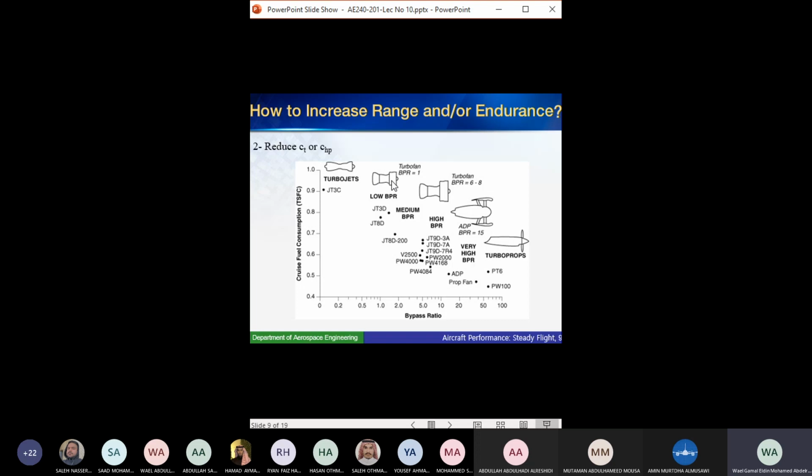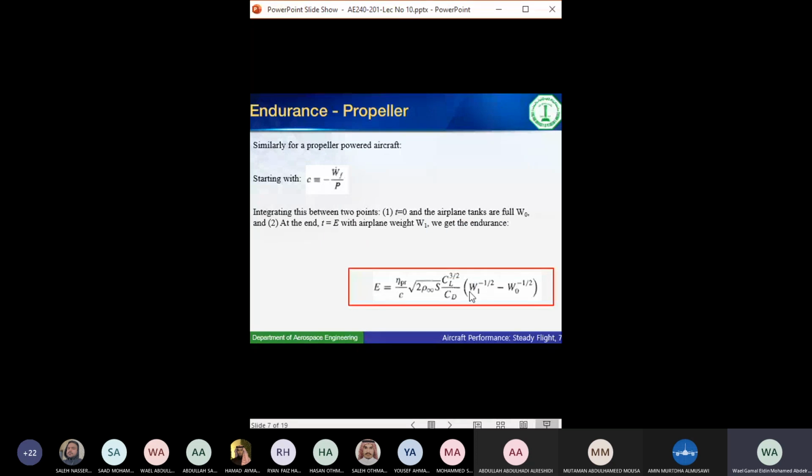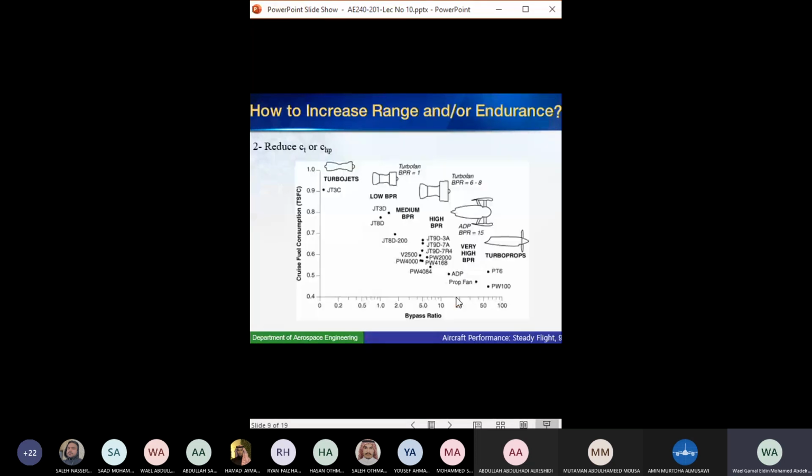If you have a turbofan with a low bypass ratio, that means a bypass ratio less than 1, that means the fan is small. It's not a big fan. It's a little bit greater than the compressor diameter. So in this case, the specific fuel consumption will drop from 0.9 to maybe 0.8 or 0.75. That's good. The lower the better. Remember, the lower C here, the better in terms of endurance and range. So that's good.